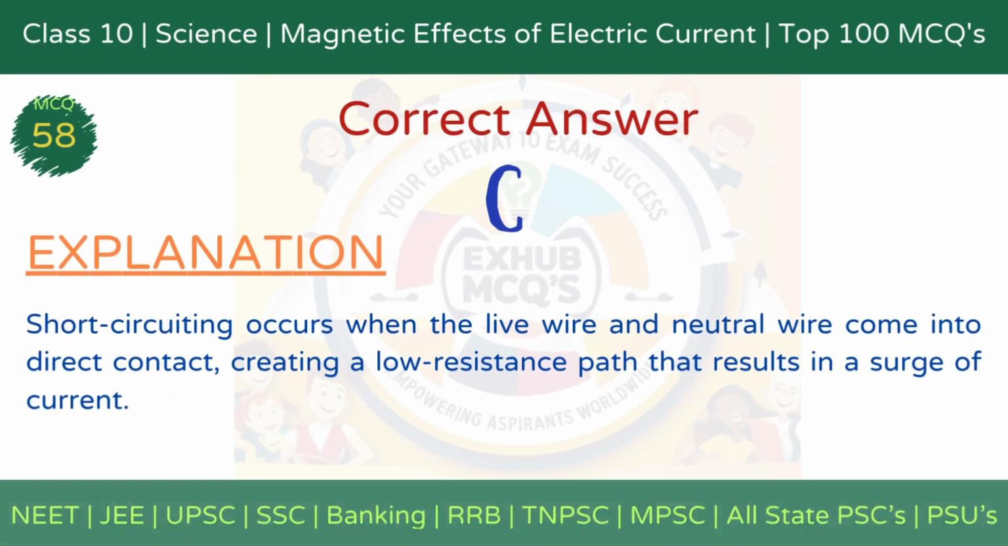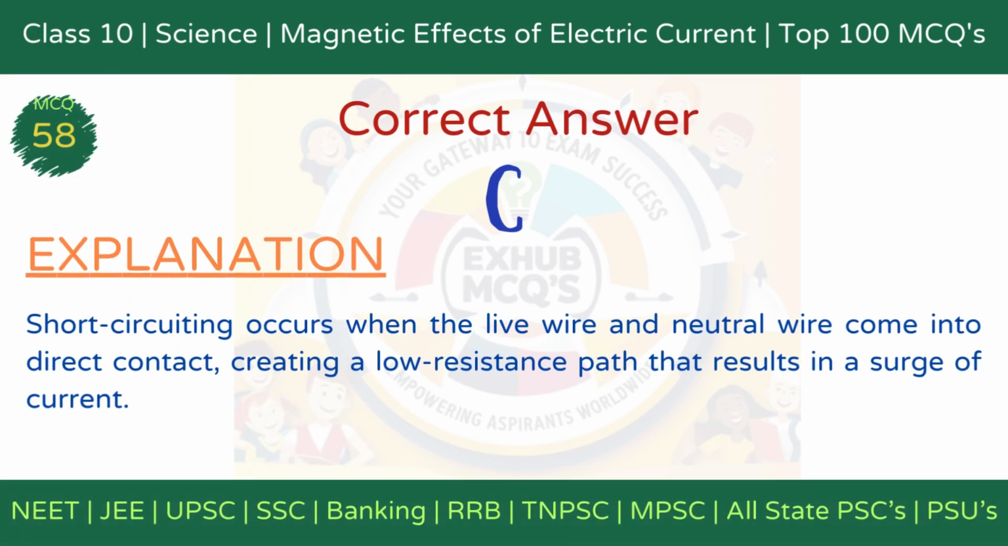The correct answer is option C, contact between live and neutral wires. Explanation. Short-circuiting occurs when the live wire and neutral wire come into direct contact, creating a low-resistance path that results in a surge of current.